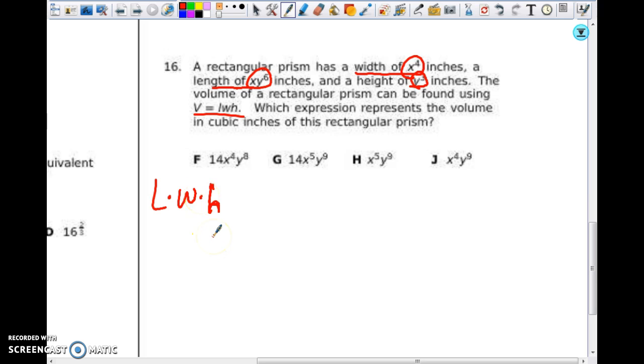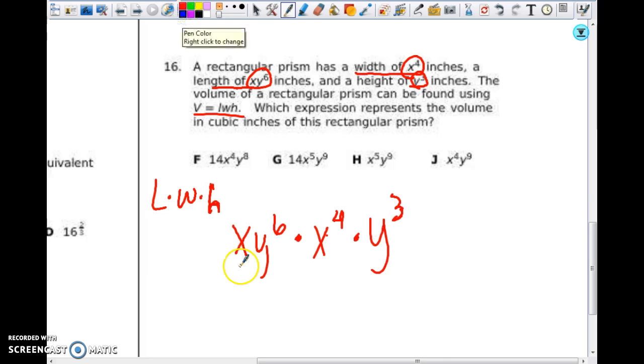Multiplying. So my length is xy to the 6th, times my width, which is x to the 4, times my height, which is y to the 3rd. If you're multiplying this, you can put it in decimals. However, how many variables did it give you? X, Y, X, Y. That's only how many letters? 2. Can I use X or Y? No. So you get to choose. What do you want X to be? C. And what do you want Y to be? K. So this would be CK to the 6th.